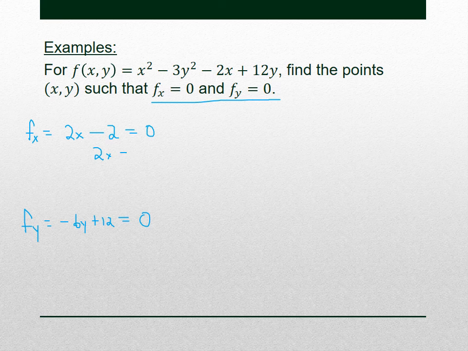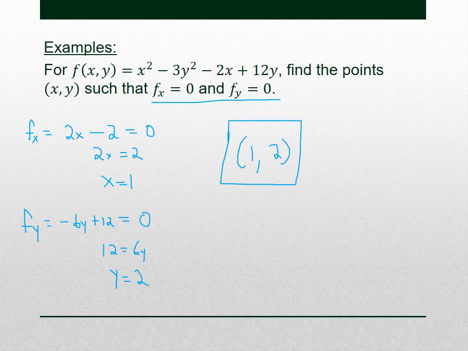So up in the top, 2x minus 2 equals 0, so that's 2x equals 2, and x equals 1. So fx, the partial with respect to x, is only 0 when x is 1. And this guy, we can solve, and we'll add the negative 6y over to get rid of a negative, and that's 12 equals 6y, divide by 6, and you get y is 2. So the partial with respect to y is only 0 whenever y is 2. So the only point where both are 0 is when x is 1 and y is 2.